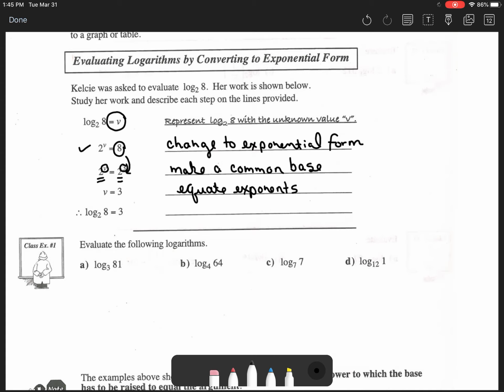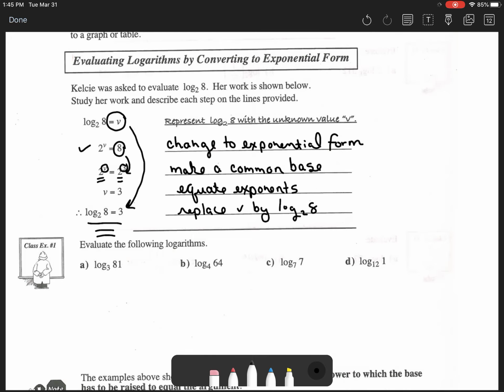And therefore, I know v is equal to 3, and v was the value at the very top, so v is equal to 3. So we just replace v by log base 2 of 8. Basically the idea is log base 2 of 8 has a value of 3.